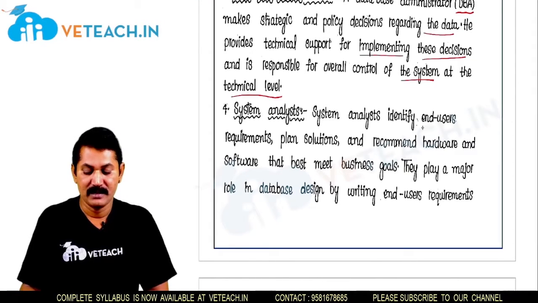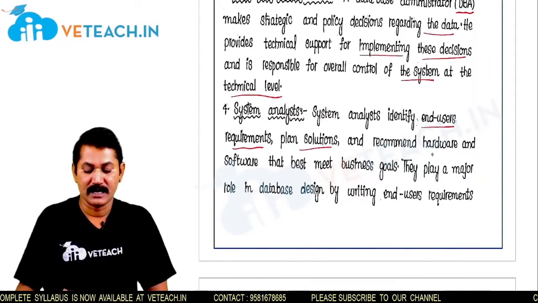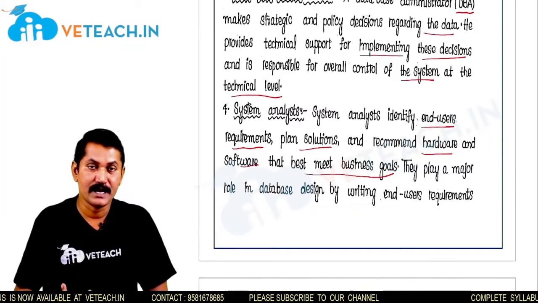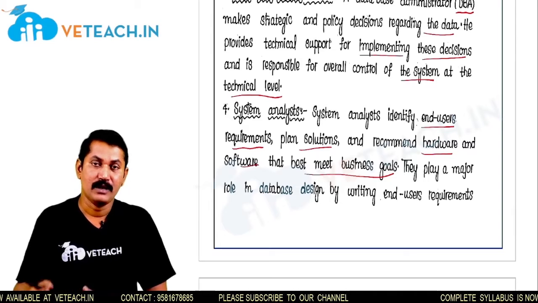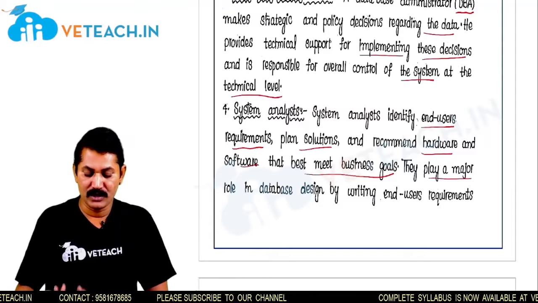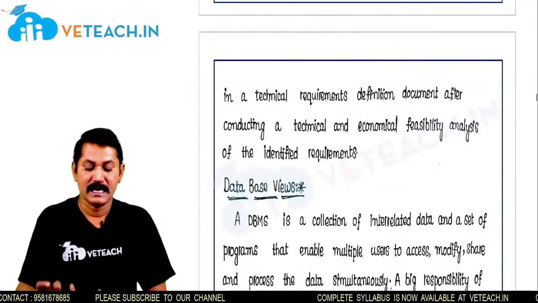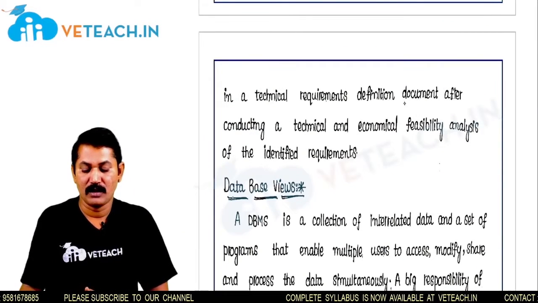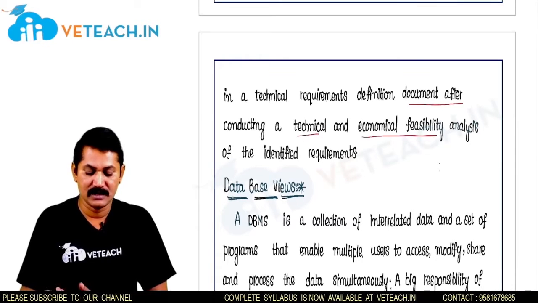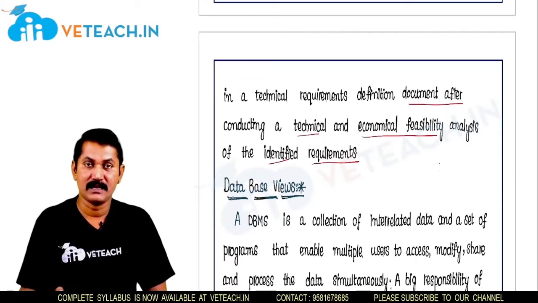System analysts identify the end users and their requirements, plan the solutions, and recommend the hardware and software to best meet the business goals. That means who the end users are, who can access the database, and in what way the database needs to be accessed by the end users. They play a major role in database design by writing the end user requirements and the technical requirement document, after conducting the technical and economic feasibility analysis and identifying the requirements of the users. So this is done by the analyst.